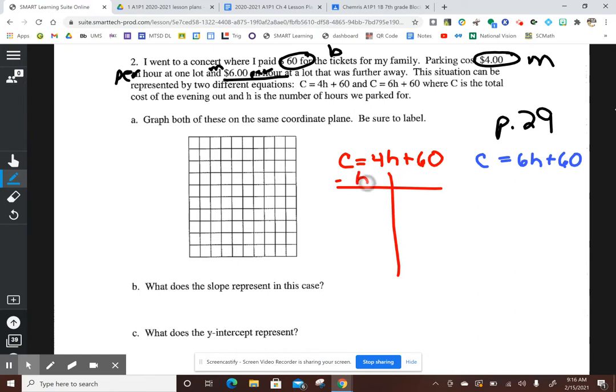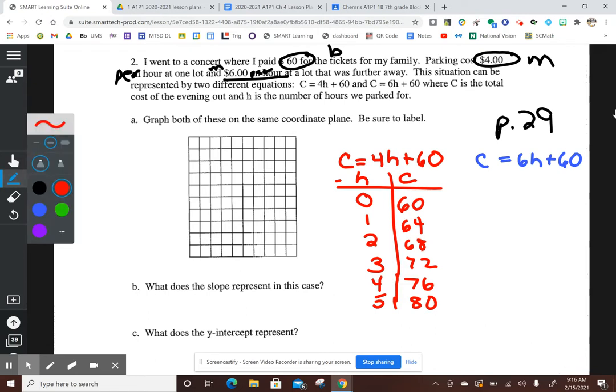So this is going to be hours. This will be cost. And obviously the minimum number of hours would be 0, and we'll count by ones. Let's go up to 5. So let's figure out, if I put 0 in for H here, 4 times 0 is 0. So this is 60. This would be 64. This would be 68. This would be 72, this would be 76, and this would be 80. Because when I plug in 4 times 5, it's 20 plus 60 is 80.